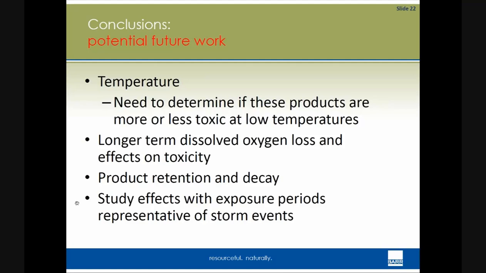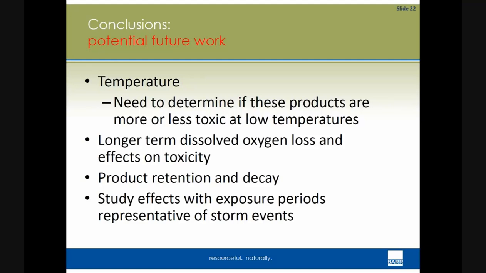We don't really know what the appropriate exposure period is. So we did studies for 48 hours, 96 hours, and 7 days. And it's possible the exposure periods may be shorter than that. So maybe if you have a storm event, the organisms are exposed only for 8, 10, 24 hours rather than a full 7-day period. And how those short-term effects may manifest themselves, we don't know.